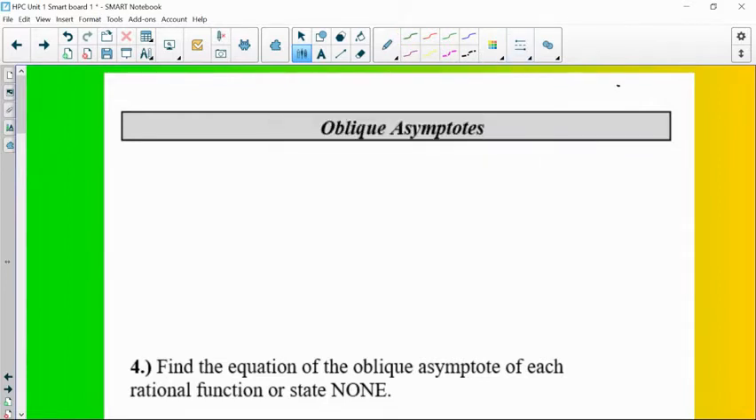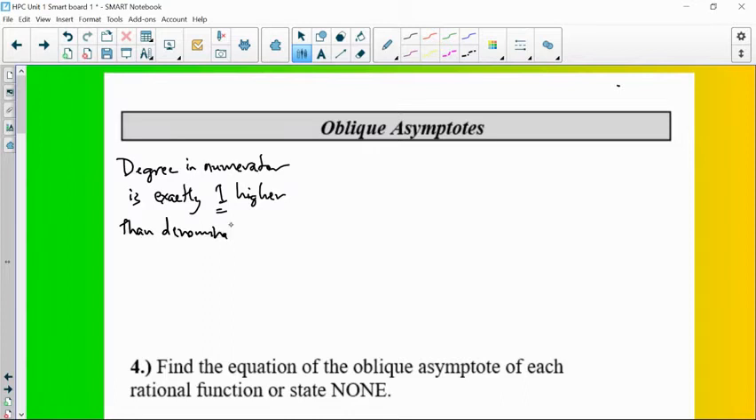Now, in order to get an oblique asymptote, remember the degree or the highest power on top. So the degree in the numerator must be exactly one more. So degree in numerator is exactly one higher than the denominator. And that's it. It has to be exactly one. If it's 2, it doesn't count. It has to be exactly 1. So degree in numerator is exactly 1 degree higher than the denominator.